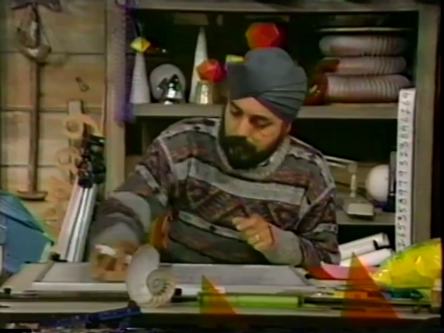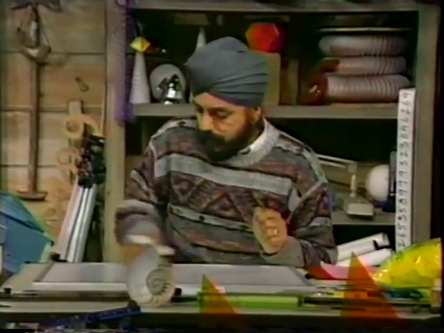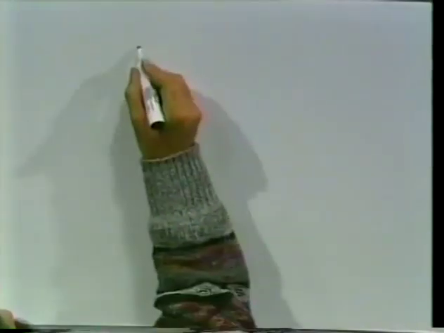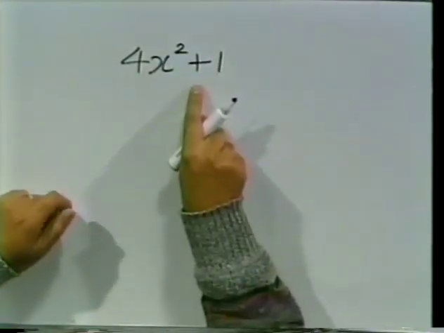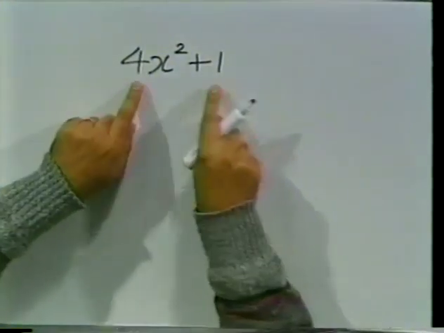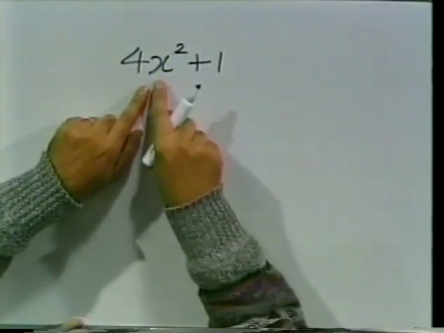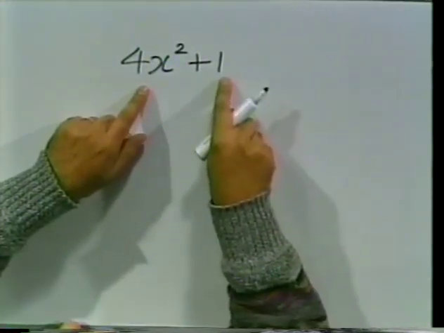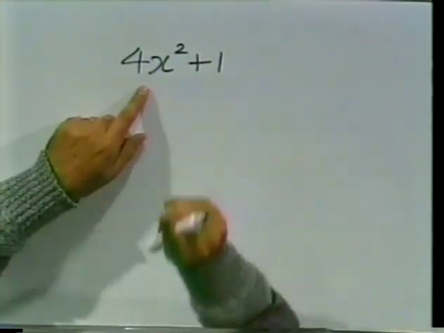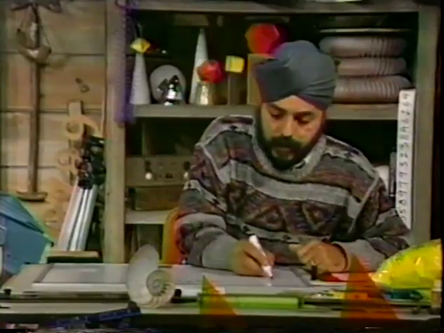But remember, this works for the difference of squares, not for the sum of squares. The sum of squares cannot be factored. Let me show you why. Four x squared plus 1 is a sum of squares, not a difference. Both are perfect squares. The root of 4x squared is 2x, and the root of 1 is 1. But if I try to find binomial factors, here are my possibilities.